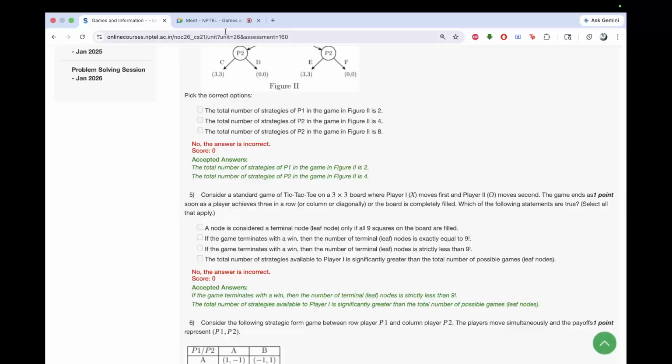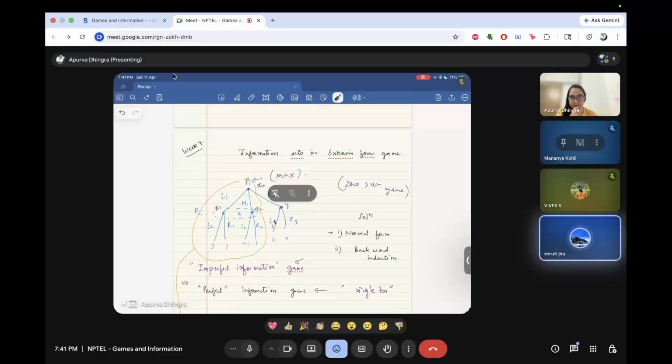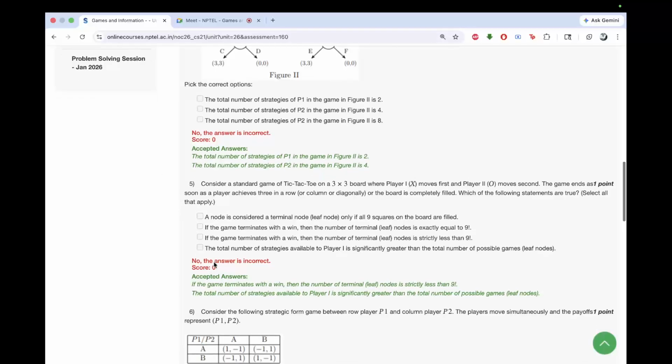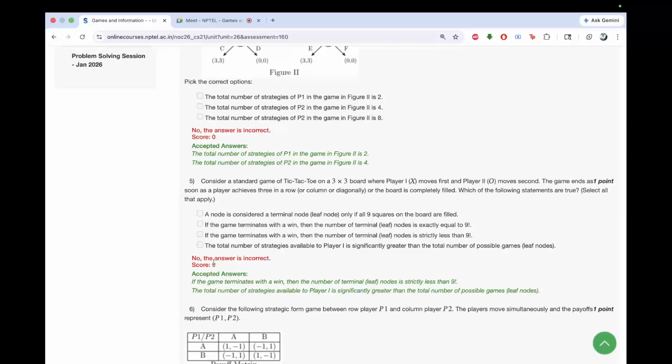Yeah. So, I maybe had a doubt on the fourth part, that the total number of strategies available to player one is significantly greater than the total number of possible games. So, this is a tic-tac-toe one. If you can just tell me this thing.